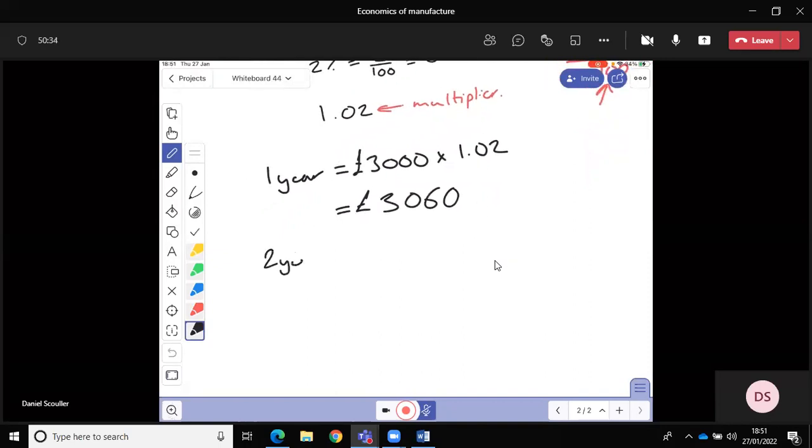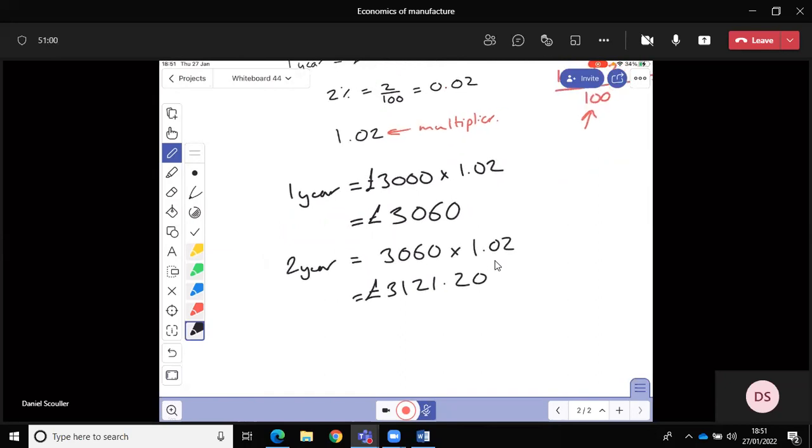If after another year, okay, again, you start with 3060, so that becomes your new value. If it increases by 2%, do 3060 multiplied by 1.02. Okay, that becomes 3121.2. Okay, it's money, so the decimal's 0.20.